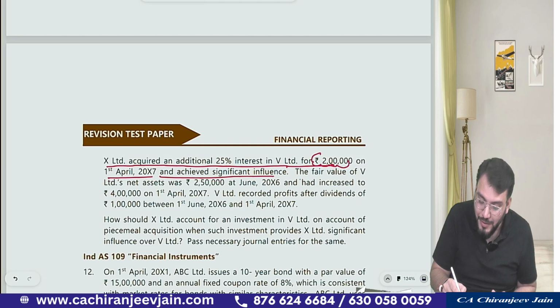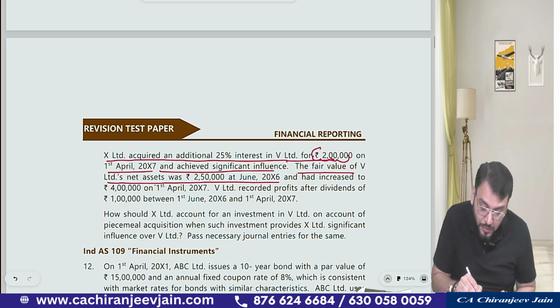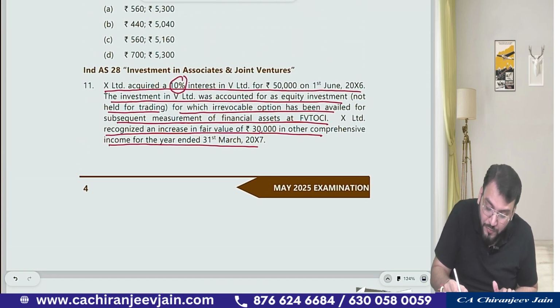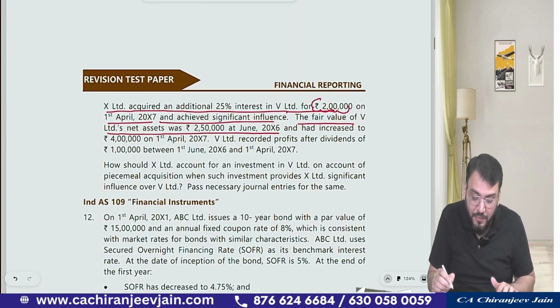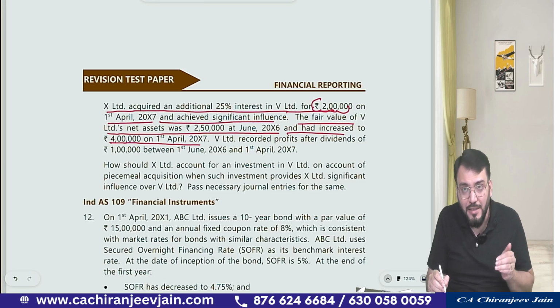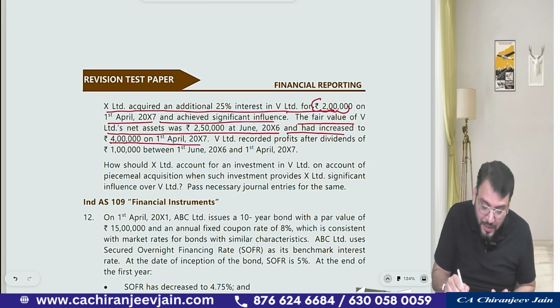It is given that the fair value of V Limited's net assets was 2,50,000 in June 2006. June 2006 means when they initially acquired 10%, at that time the fair value of net assets was 2,50,000, and it had increased to 4 lakh on 1st April 2007, the date of additional acquisition of 25%. That is when V Limited became an associate, the date when the equity method will commence. On that date the fair value of net assets is 4 lakh.